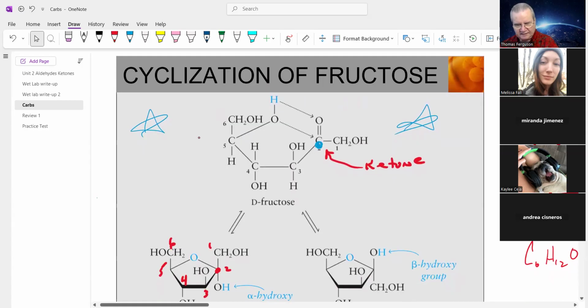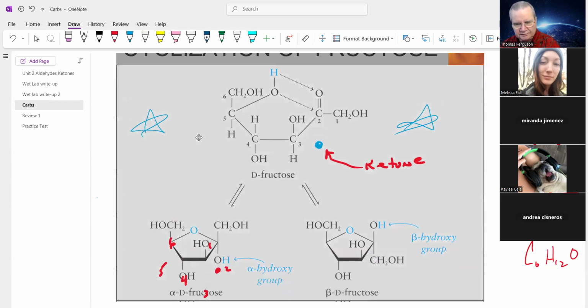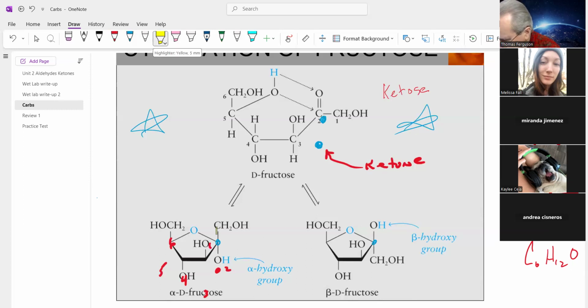Okay, so this is what fructose looks like. 6 carbons, when it opens up to a ketone. That's why these are called ketoses. And this is the anomeric carbon here. So we have OCO, and it's a hemiketal.